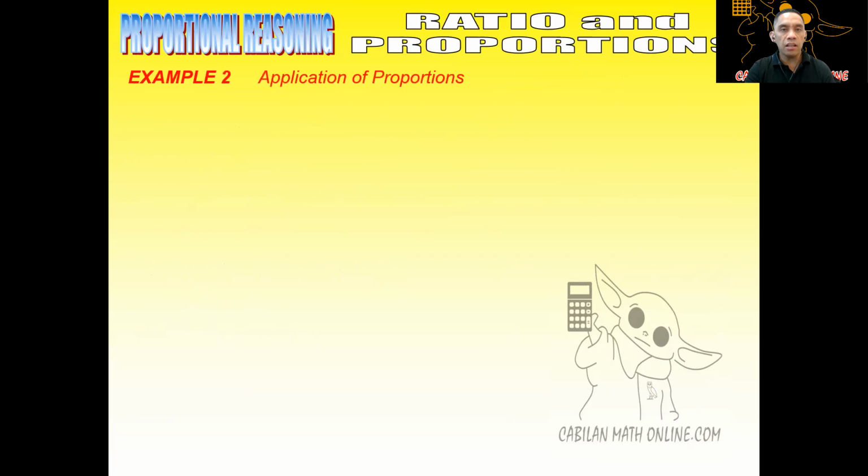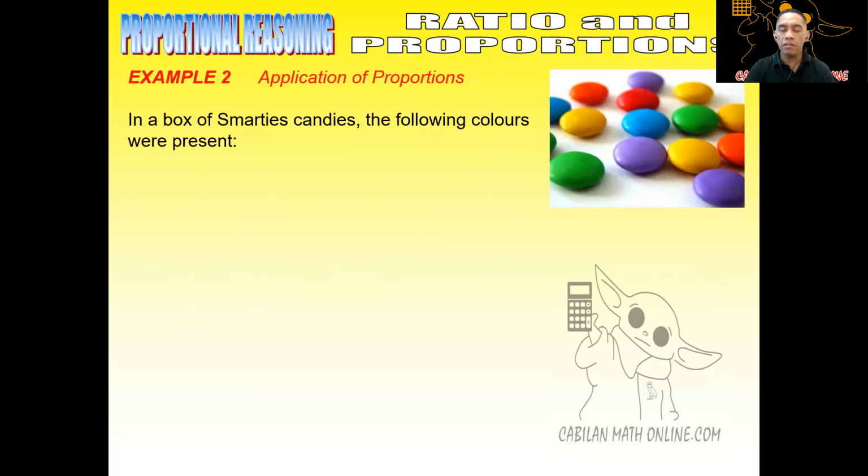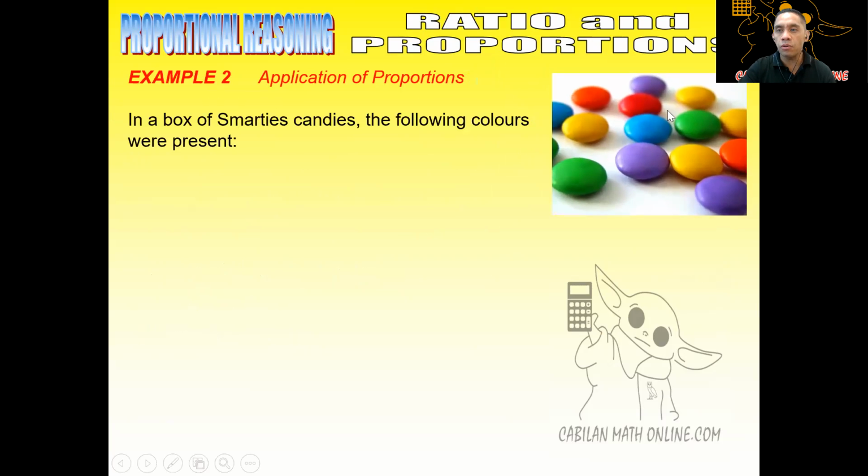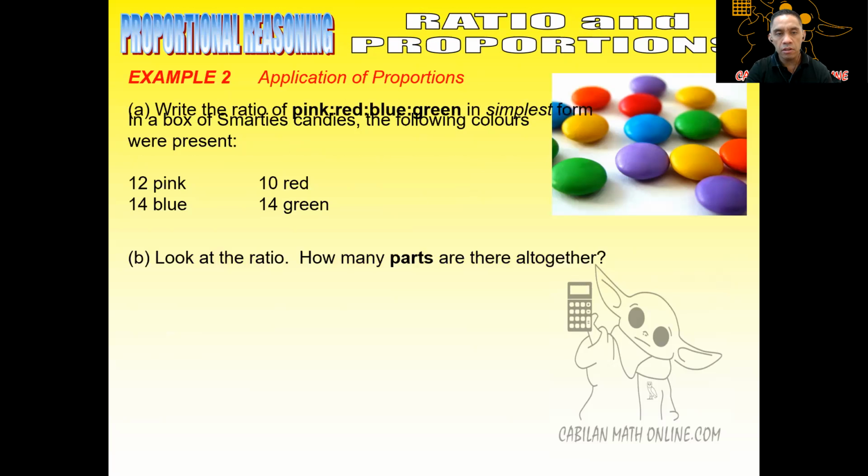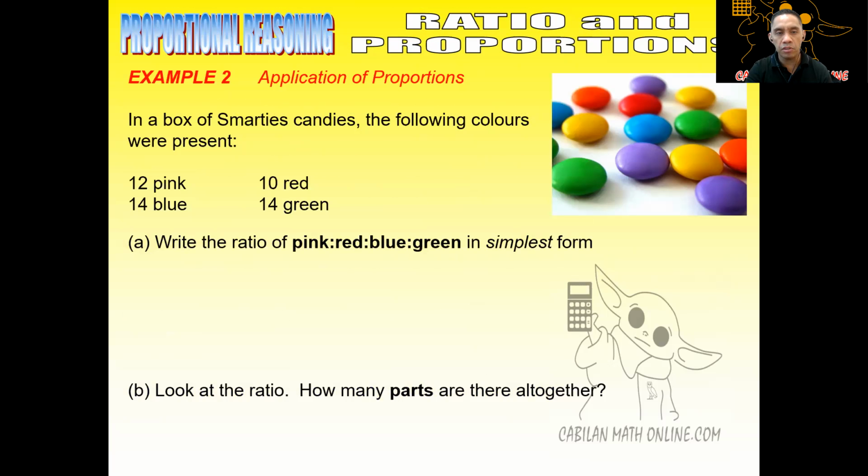All right, so let's take a look at an application problem here. Okay, good. Just to now introduce you to the structure of a word problem. So it says here in a box of Smarties candies, the following colors were present. We have 12 pink, 14 blue, 10 red, and 14 green. Now, what we want to do here is to take those numbers and express them in simplest form.